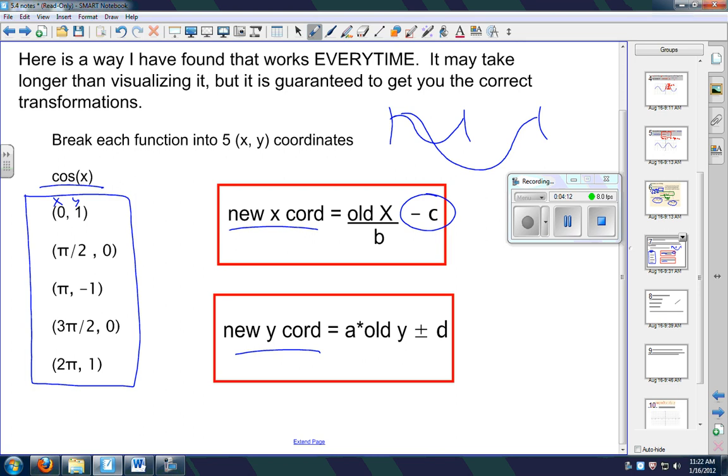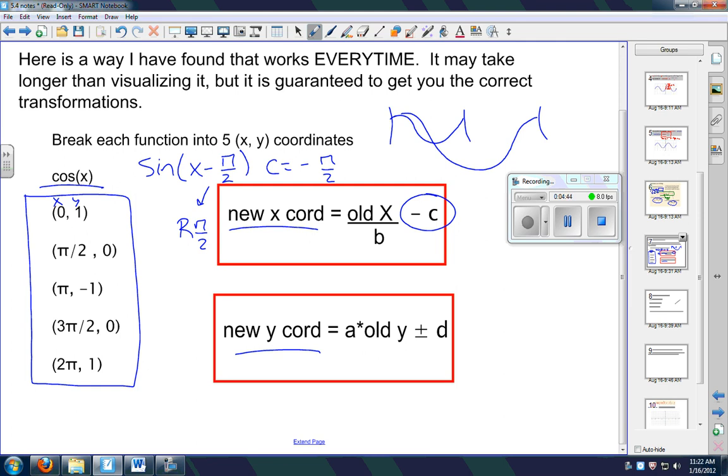This guy's really nice here, because we're just always going to subtract whatever the C value is. So if it is a negative, like sine of x minus pi over 2, clearly this is a negative, so it's going to send it right pi over 2 units. If we use this formula and say c is negative pi over 2, then minus minus is a plus, and that sends it in the right direction. So keep those 2 formulas in mind.